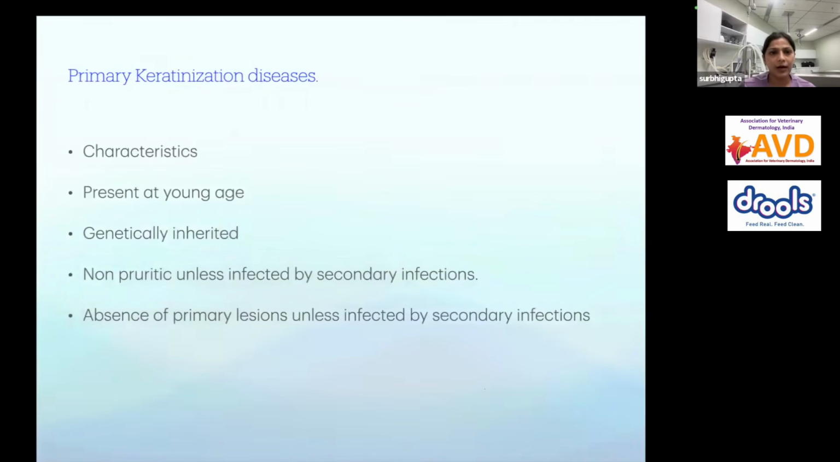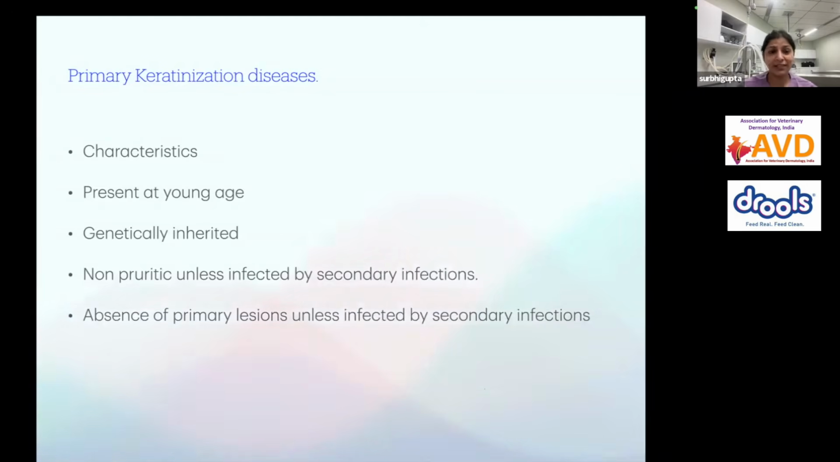So, what should you look for if you are seeing a primary keratinization disorder? First thing is they start from a very young age. Most of them start at a very young age, but there are some which have an adult onset also. But most of them develop, if I talk about the young age, in puppyhood, even less than 6 months of age, they start having this problem. These diseases are genetically inherited.